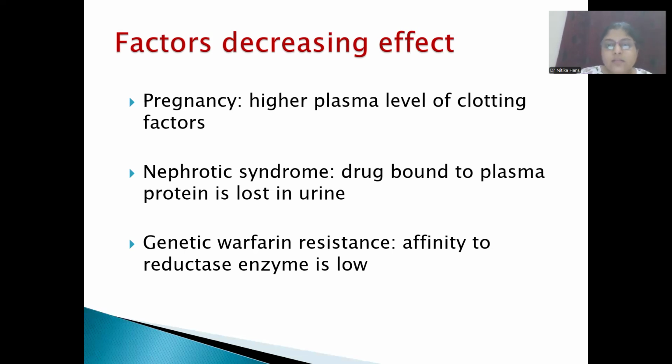Genetic warfarin resistance: affinity to the reductase enzyme is low. What is genetic warfarin resistance? The affinity to the reductase enzyme, that is the vitamin K epoxide reductase enzyme, is low in some individuals. So the warfarin will not act. They have warfarin resistance in them, so that will lead to a decreased effect of warfarin.